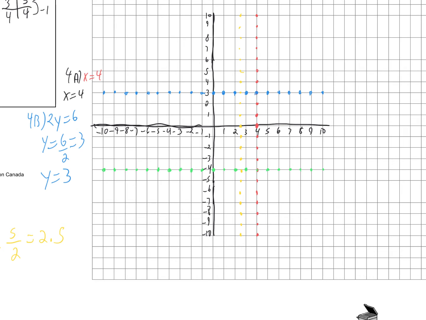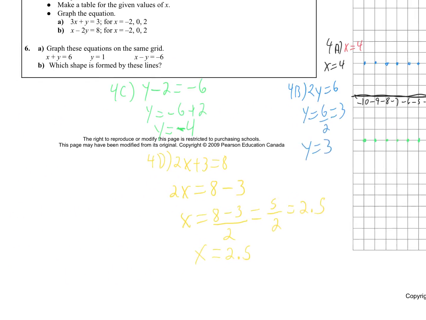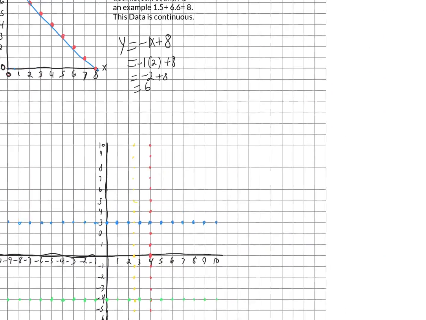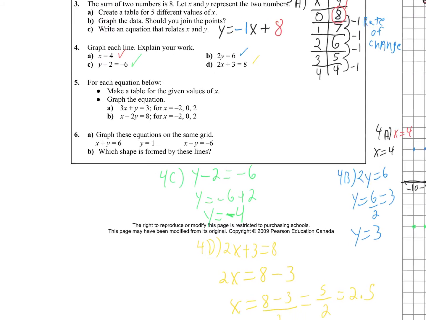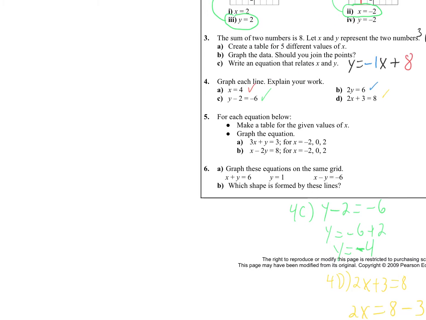So this is what your question 4 should look like. 4A is right here in red, 4B right here in blue, 4C right here in green, and 4D right there in yellow. And there are the equations for them right there. I'm running out of room, but that's okay. We'll make do. So question number 5.